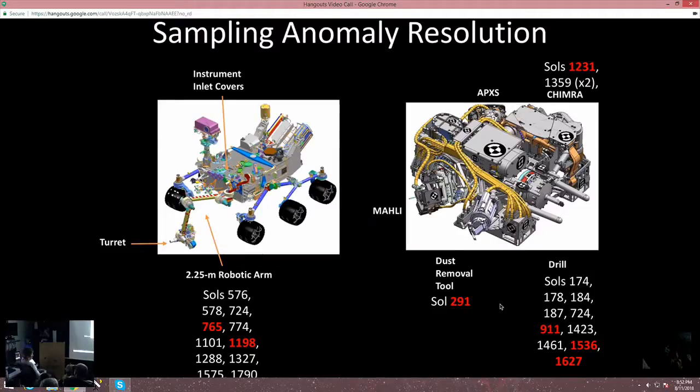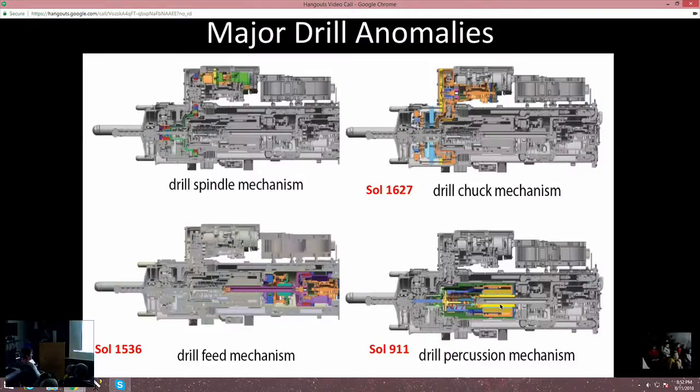Zooming in on just the drill, I'll talk a little bit about those problems, which is the second half of this presentation. Like I said, it's kind of like a jackhammer drill. As it's rotating, it's also percussing into the rock. And there's a few different mechanisms, 4 mechanisms on the drill. The spindle is the rotate mechanism. That's what's used to not only cut, but actually collect material and pull it into the drill from the rock.